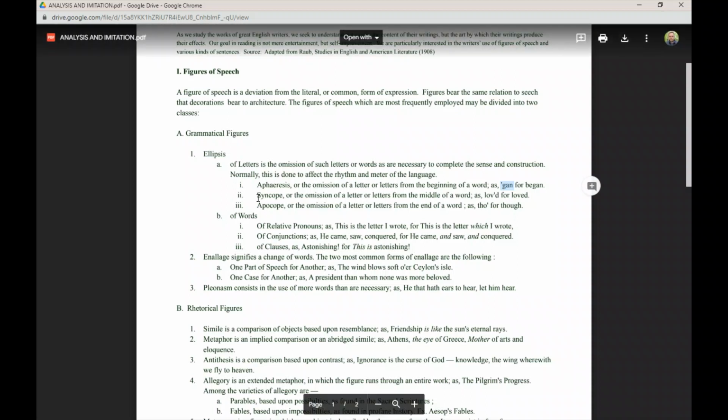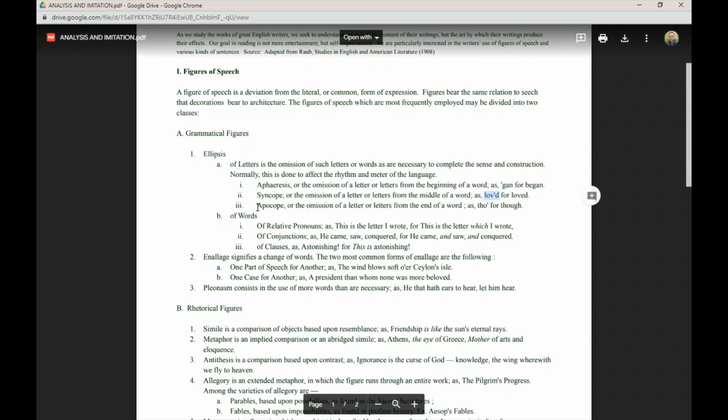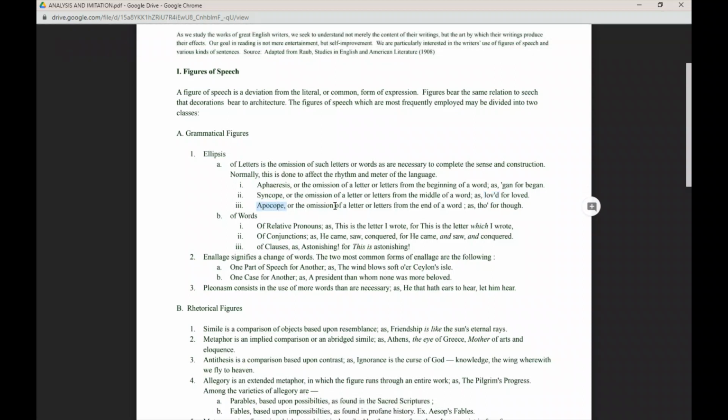Another one is syncope. Syncope is the omission of a letter or letters from the middle of the word, and we see an example here of loved. And then apocope. Apocope is the omission of a letter or letters at the end of a word, as though, with an apostrophe for though. So we see three simple kinds of ellipsis, and you can see that the differences between them, while they have fancy names, are simple to understand.